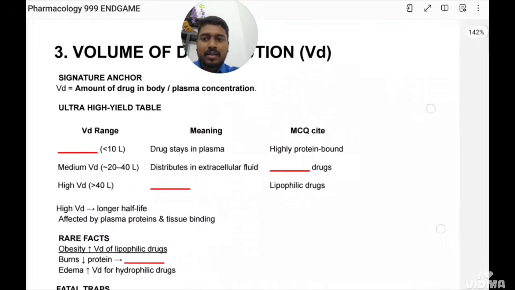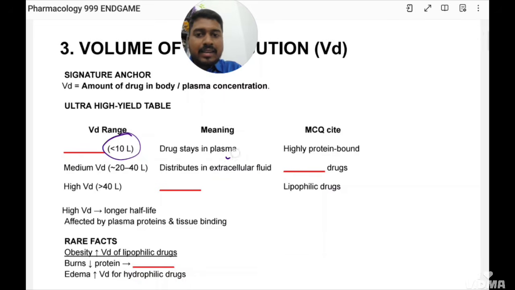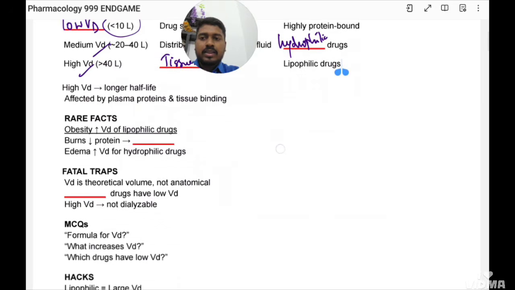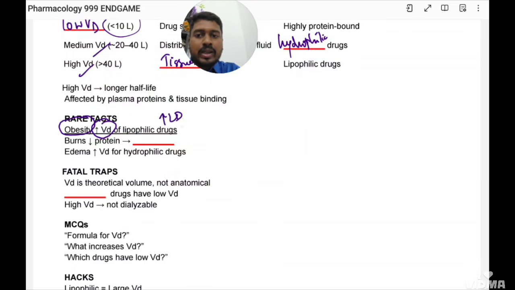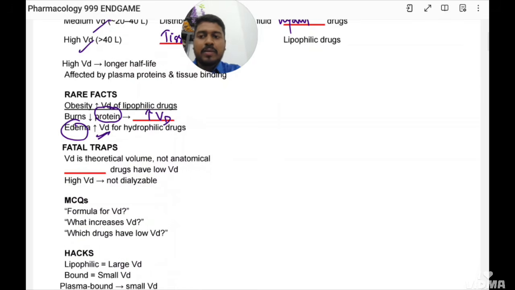Now, if it is less than 10 liters, the drug stays in the plasma, so this is low volume of distribution. If medium volume of distribution, then it distributes in extracellular fluid; these are hydrophilic drugs. And lipophilic drugs have high volume of distribution, so they go into the tissues. Next, for obesity, volume of distribution is increased, so there will be increased loading dose for lipophilic drugs. In burns, protein will decrease. So if protein decreases, what happens? There will be increased free drug available, which means there is higher volume of distribution in burns.